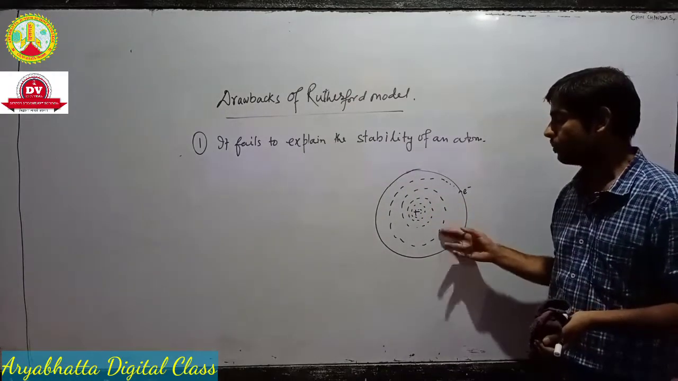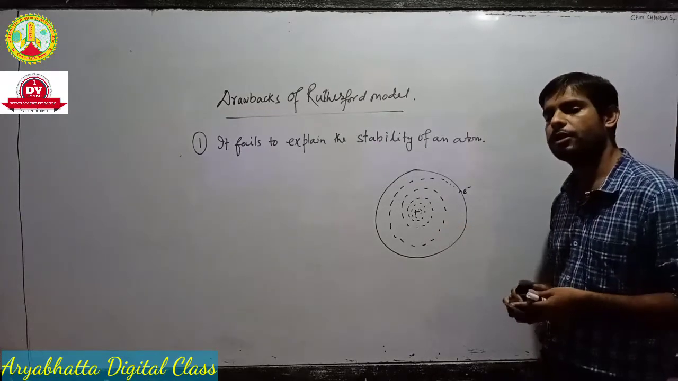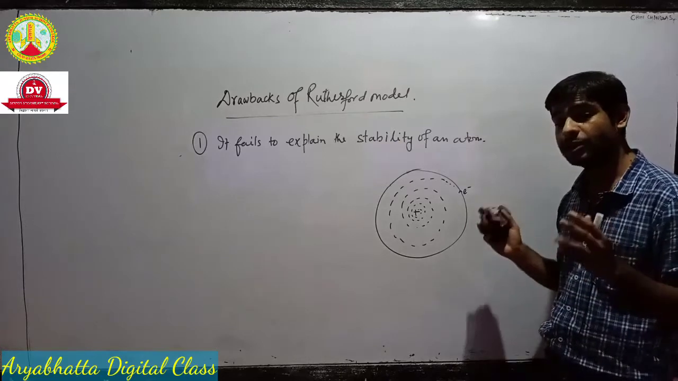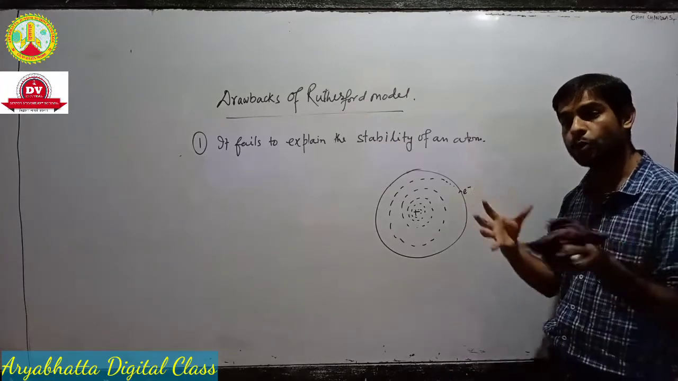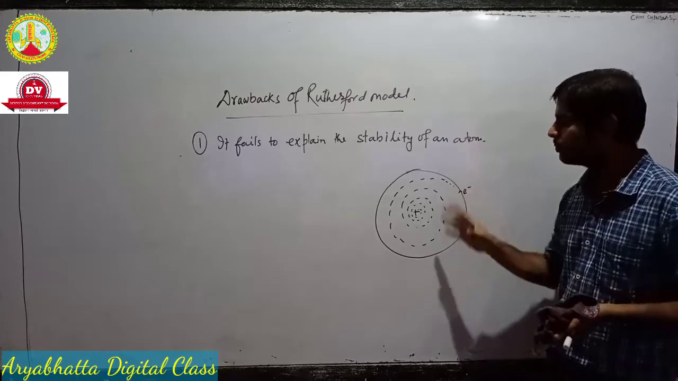So this is one of the problems with Rutherford's model, that it cannot explain how the atom is stabilized.